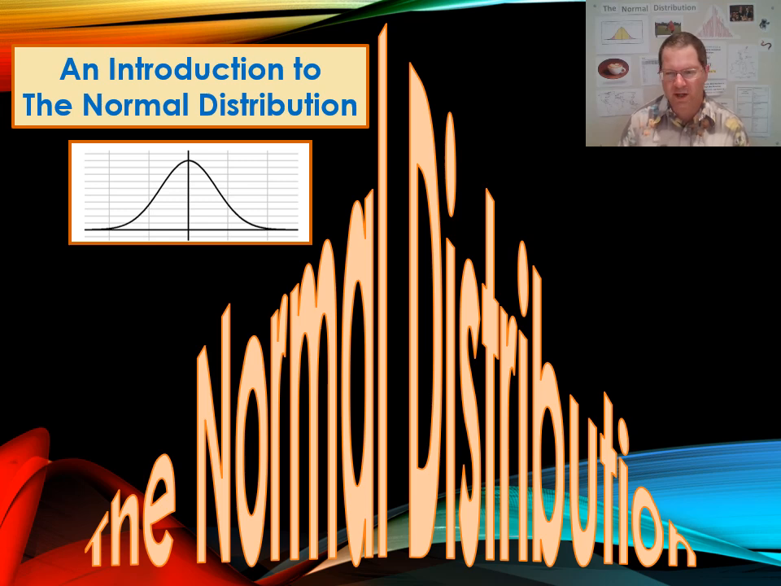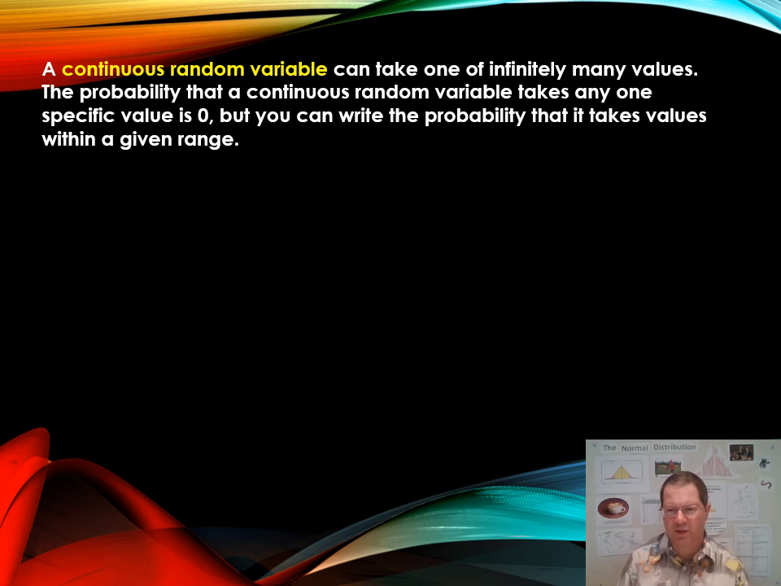Hello and welcome to an introduction to the normal distribution. Okay, so we're going to start off by thinking about what the normal distribution is and how it compares to the binomial, for example, that we've met in the past. Well, the normal is a continuous distribution, whereas the binomial is a discrete distribution.